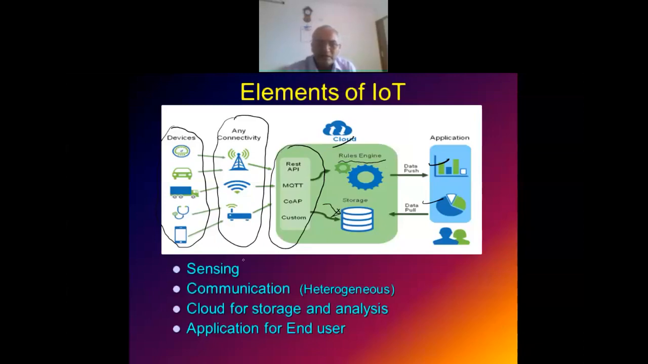So important is the sensing. After sensing, communication, and that is also heterogeneous in nature. Different types of networks we are using in between. Then cloud for storage and analysis, and then after analysis, there is the application for the end user. So these are the three important sequences: sensing, then communication, then cloud, and then the application. This is the normal sequence for IoT applications. Is it fine? If you have any doubt in between, please ask. No, sir. Okay.